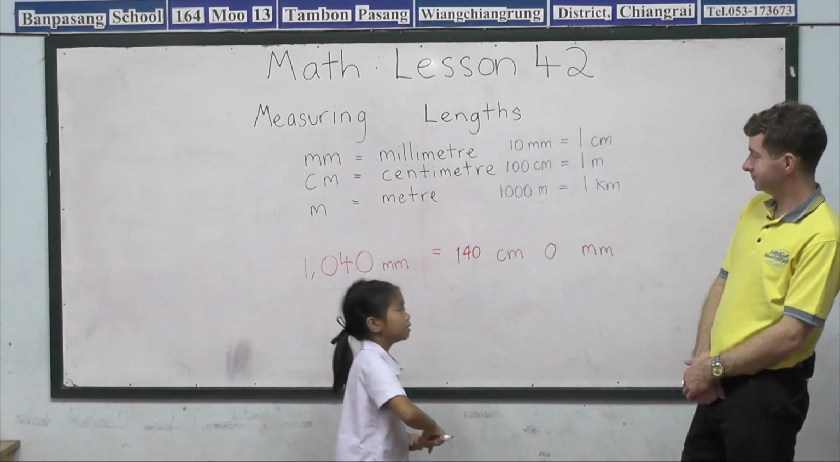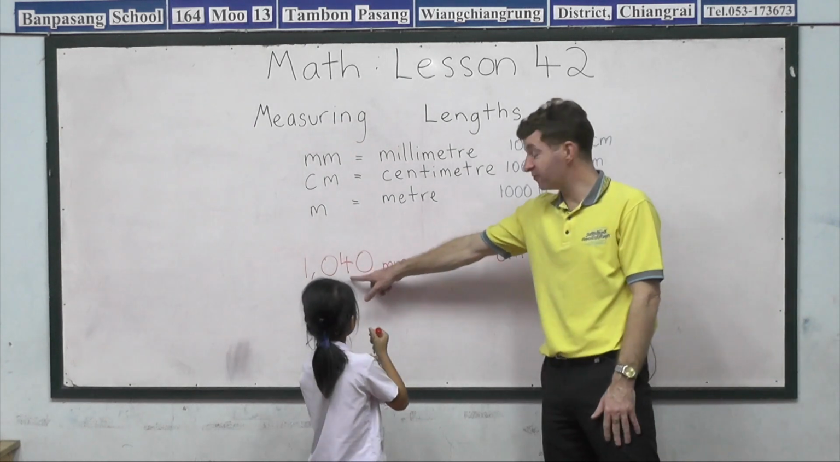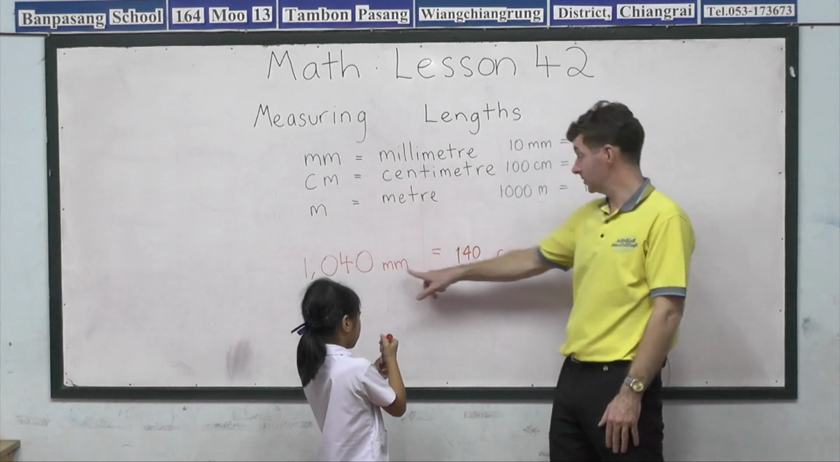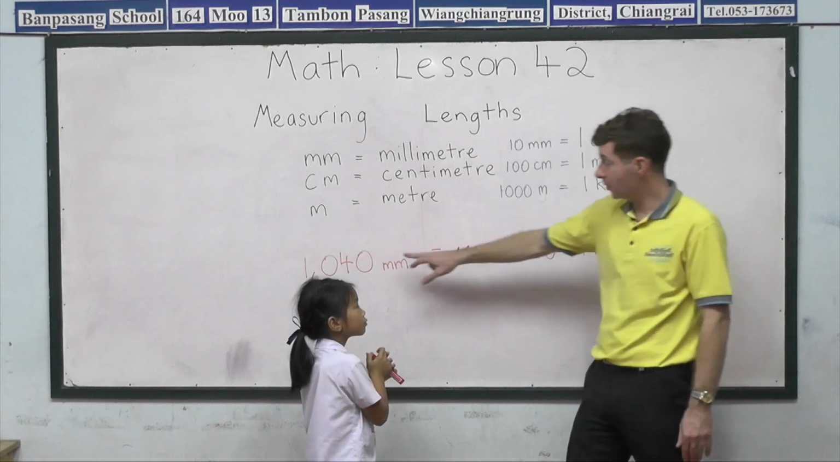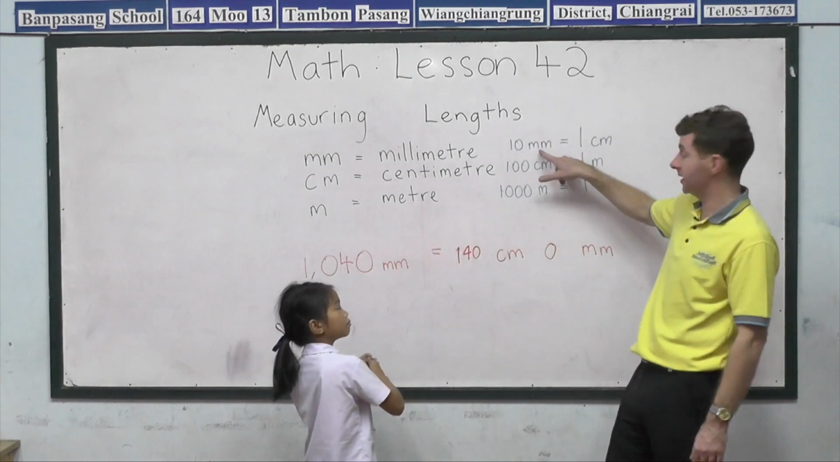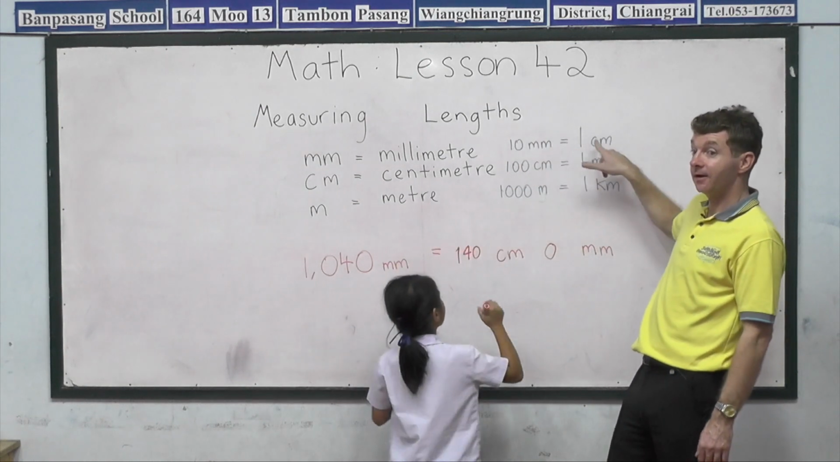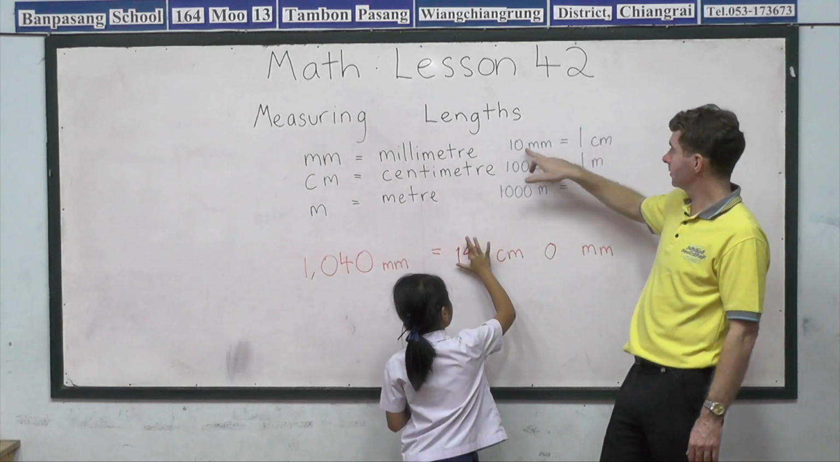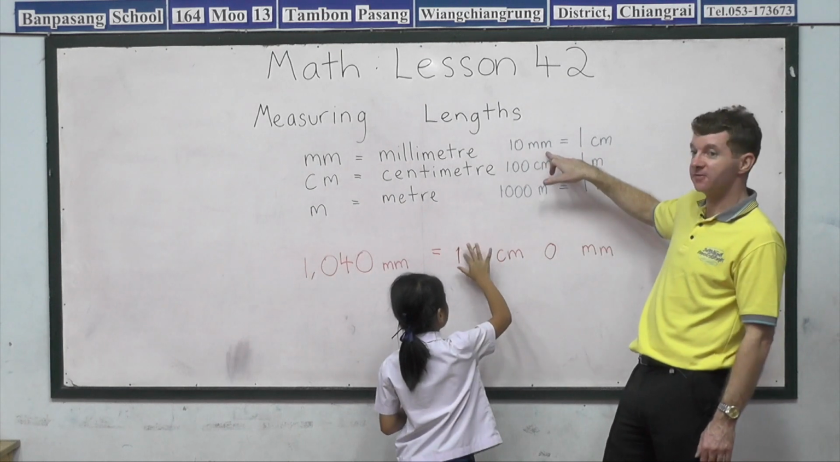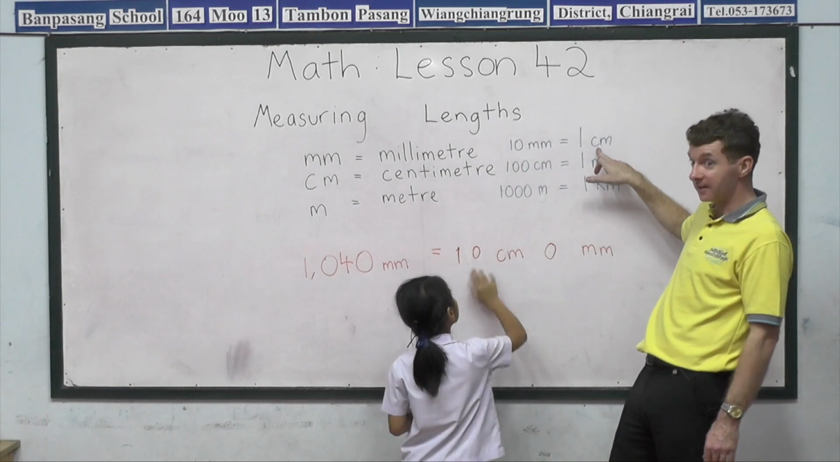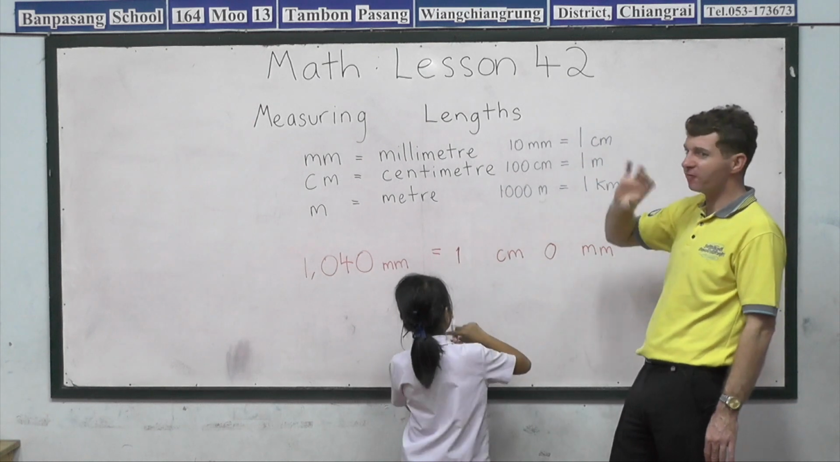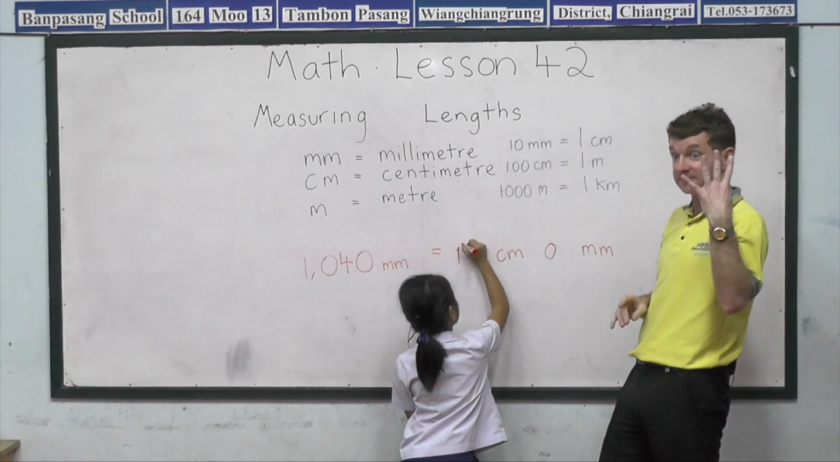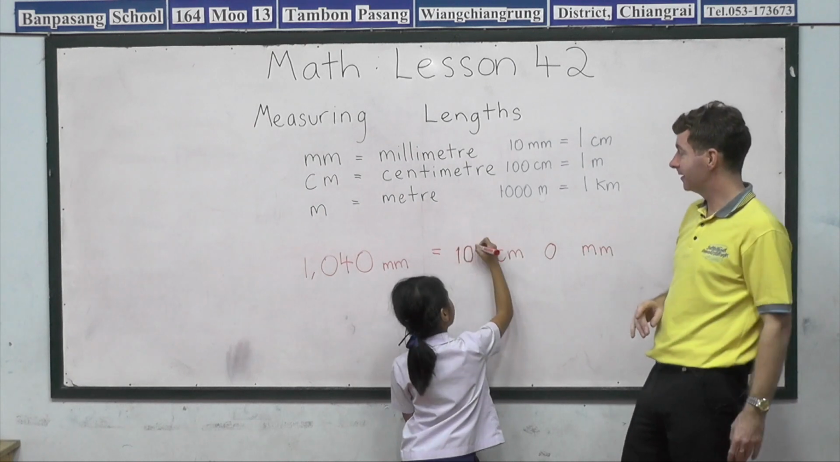0 millimeters. Are we sure? We have 40 millimeters. So will we have 40 centimeters or 4? What does 40 millimeters make? 4. 10 millimeters is 1 centimeter. So 40 millimeters is 4 centimeters.